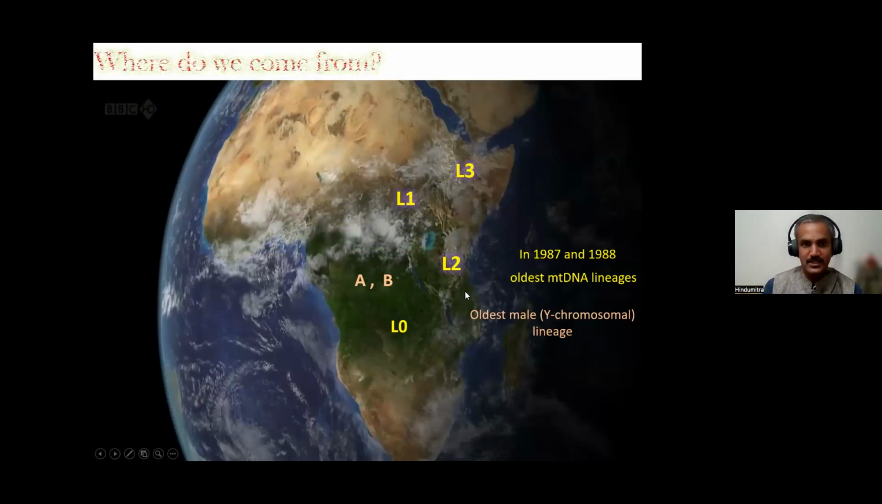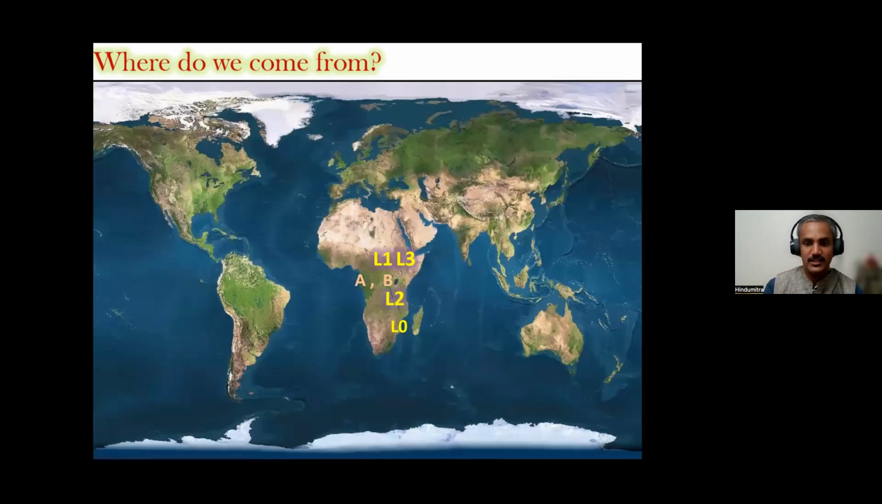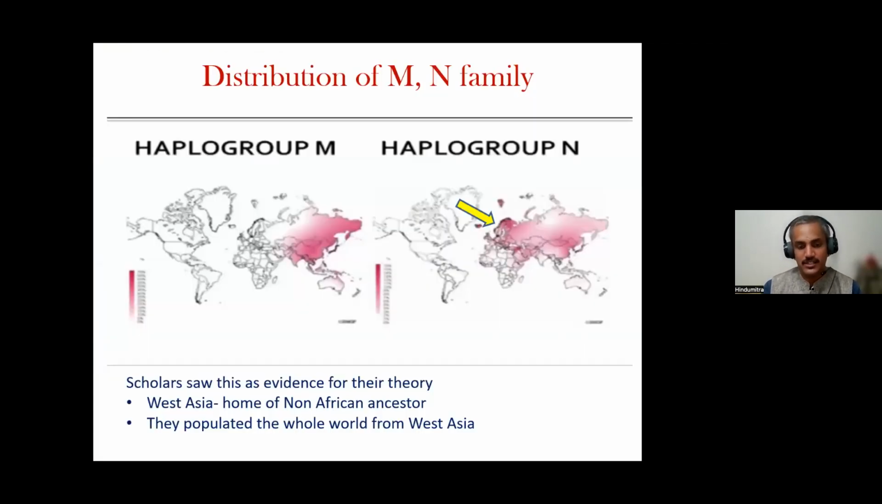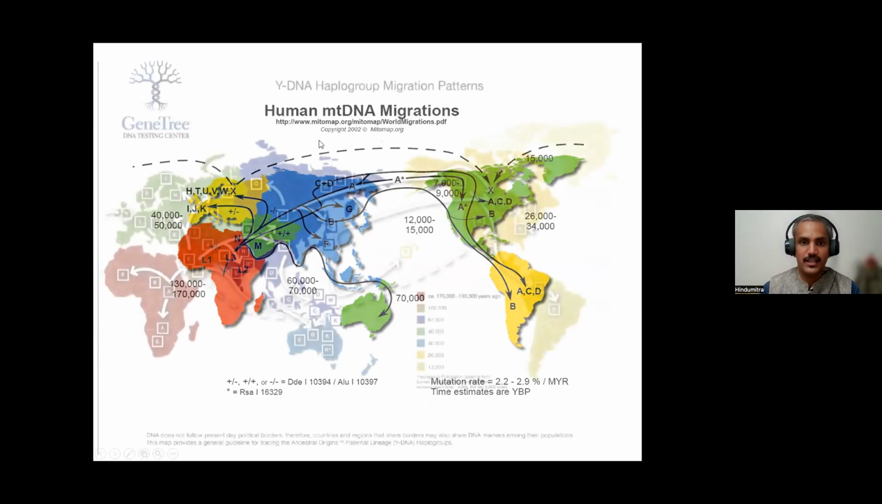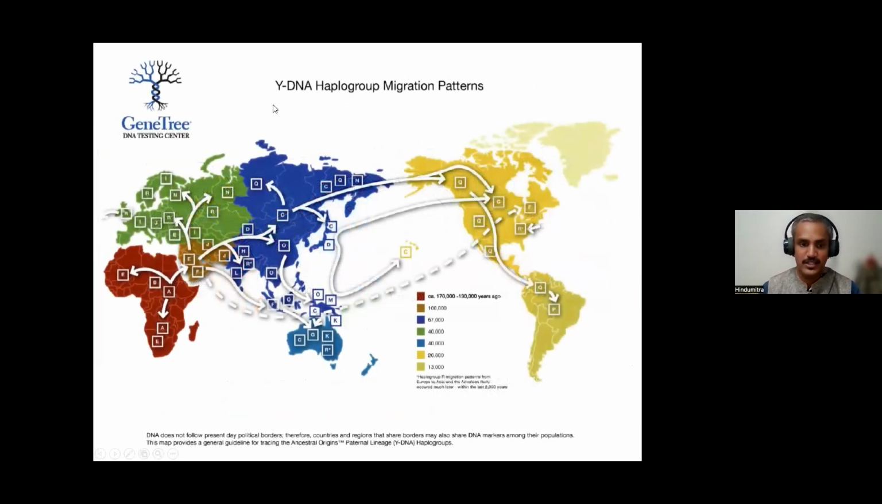From this, we have seen that in the new studies, Eurocentric scholars have proposed, taking the old evidences, claiming that West Asia is the home for the non-African ancestors. They have proposed certain theories, giving the human migration routes in this fashion, based on mitochondrial DNA migration and then Y chromosomal DNA migration.